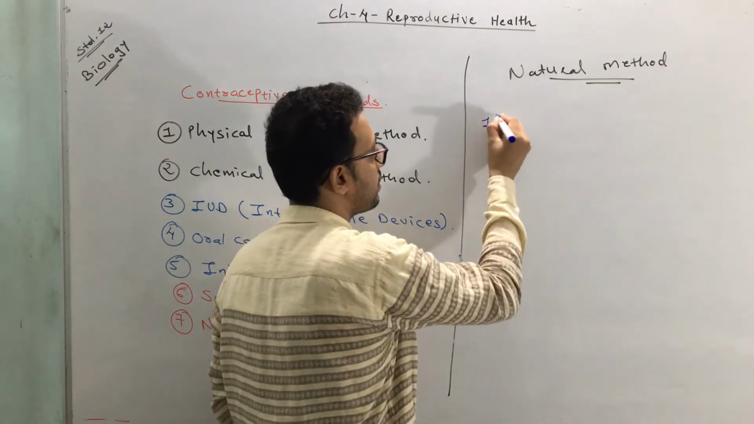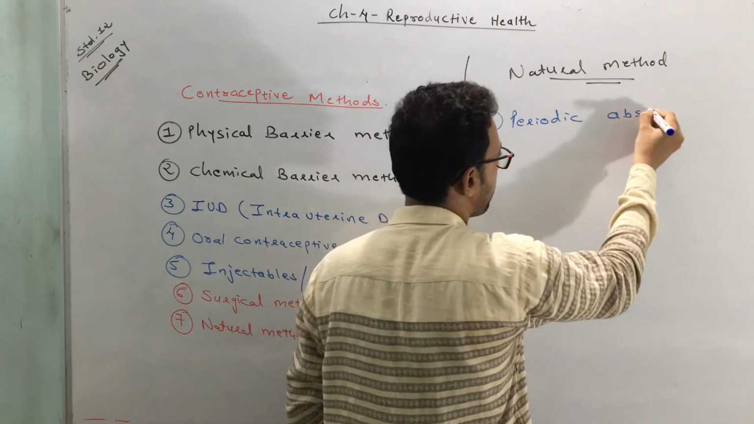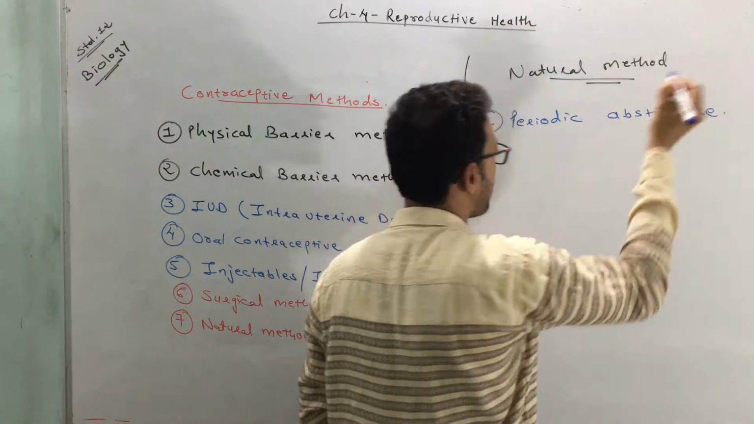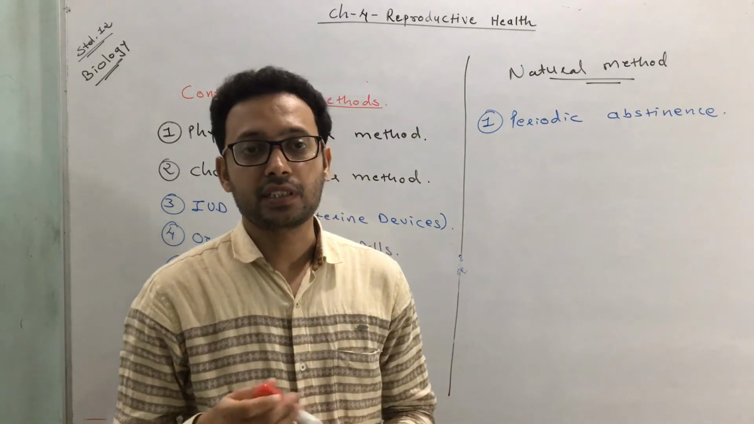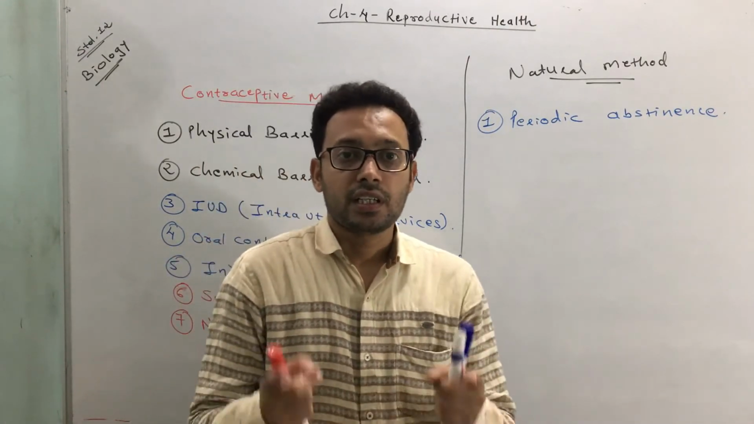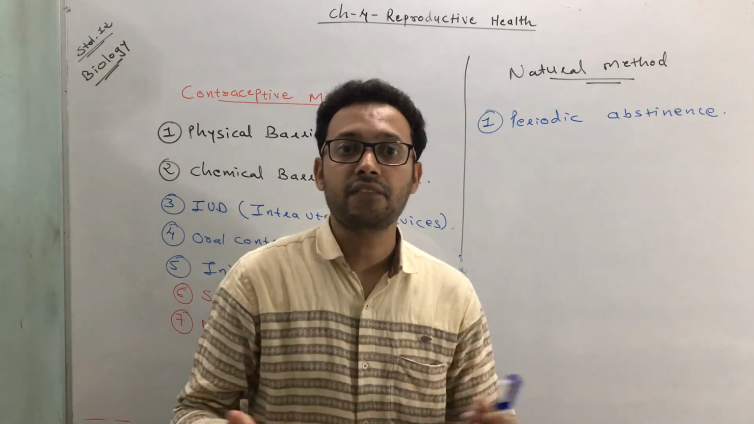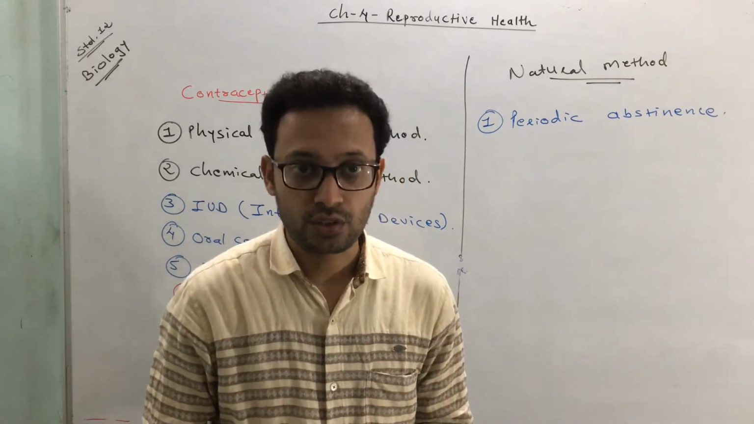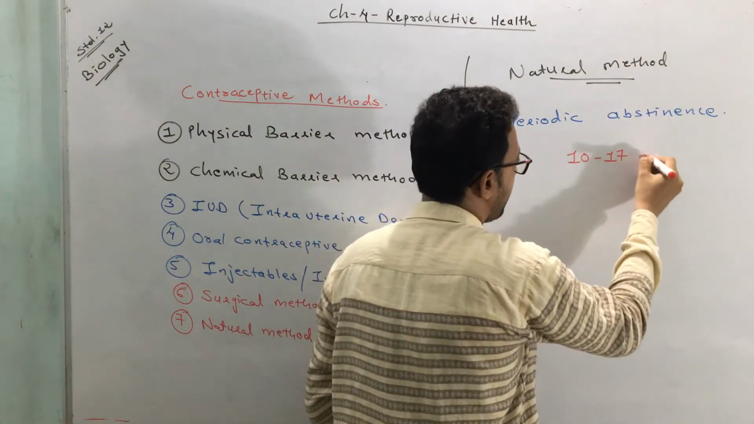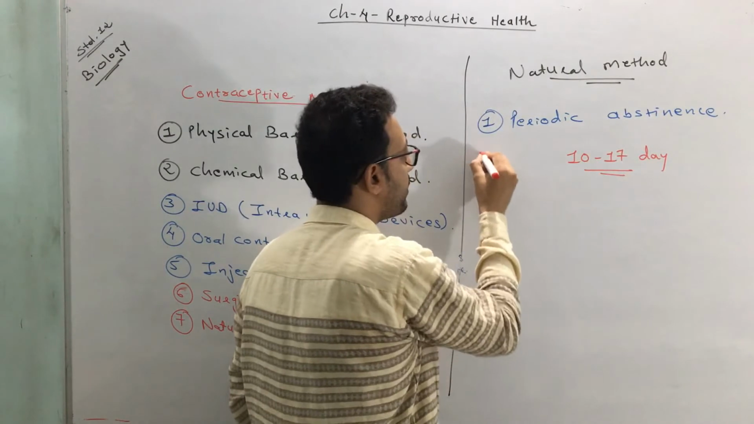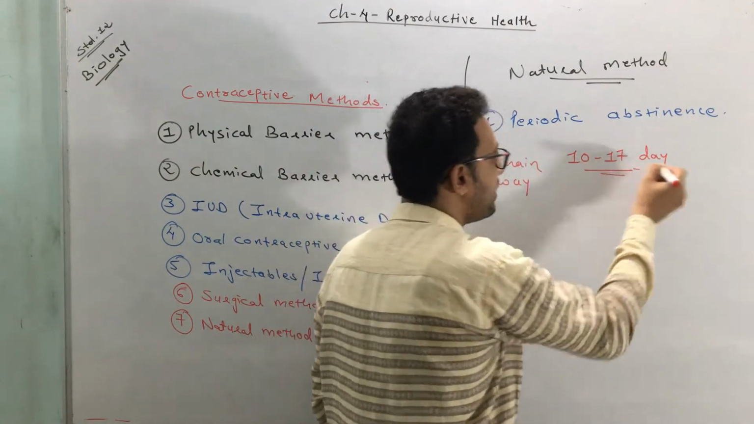The first natural method is periodic abstinence. What is periodic abstinence? In this method, a couple stays away from coitus, meaning sexual intercourse, from day 10 to day 17 of the menstrual cycle. They remain away from sexual intercourse between these days.